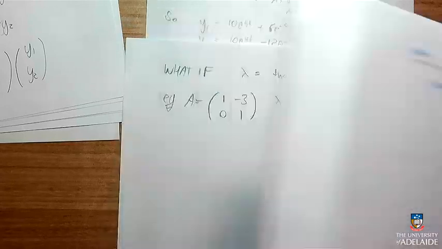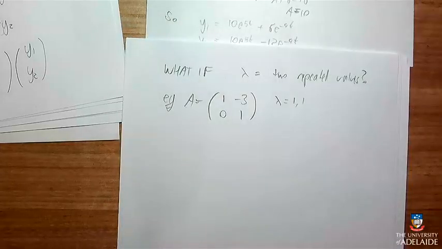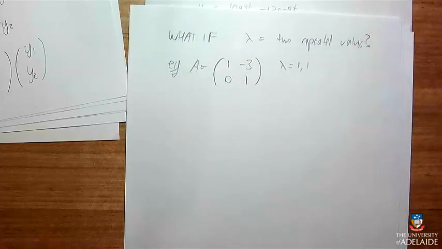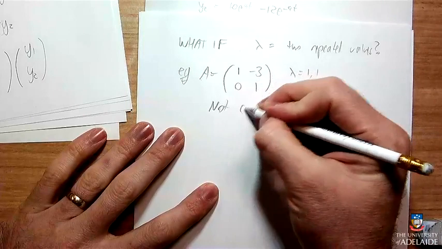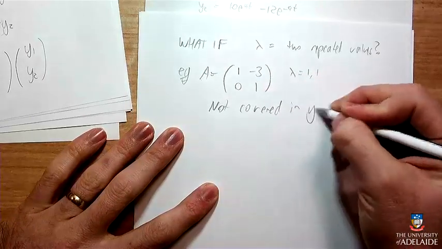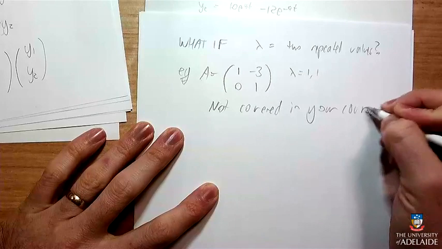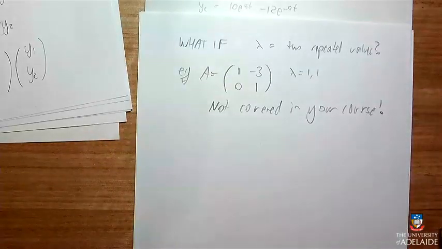Yeah, no. Too hard. I mean, too hard for your exam. You know, not too hard for life, but okay. You can have repeated ones as long as it has two eigenvectors to go with it, which I don't know if this one does or not. No, that one doesn't. So, okay, not covered in your course.